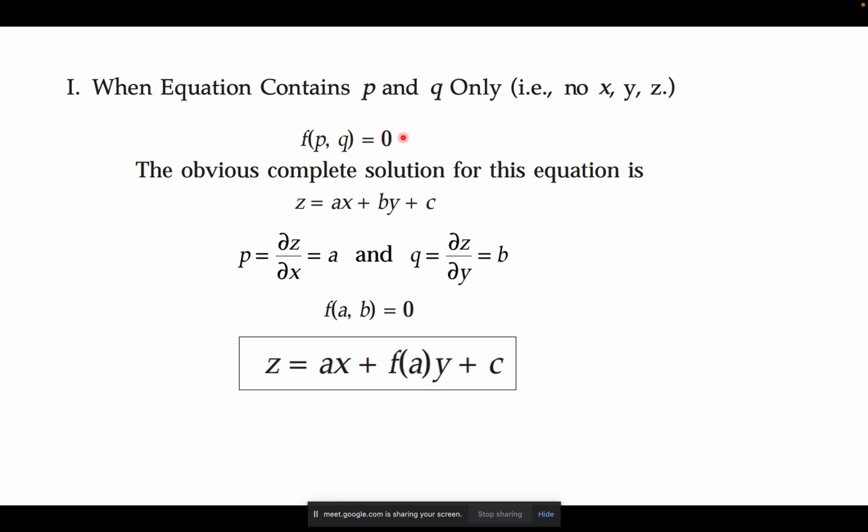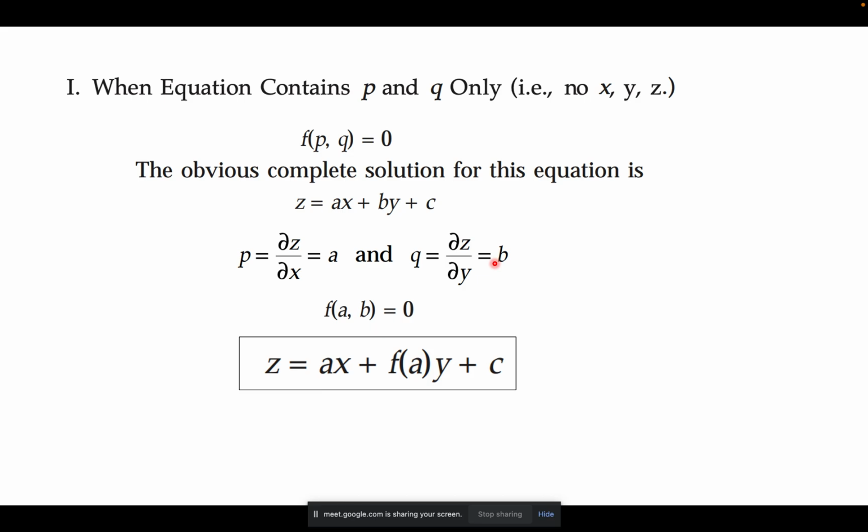So you will have such type of function: f(p, q) = 0, because it's not a function of x, y, z, right? Now the complete solution you need to follow in order to solve the problems of this type: if you take the derivative of this equation with respect to x, you will get p is equal to a, and similarly, if you take the derivative with respect to y, you will get q is equal to b, right?